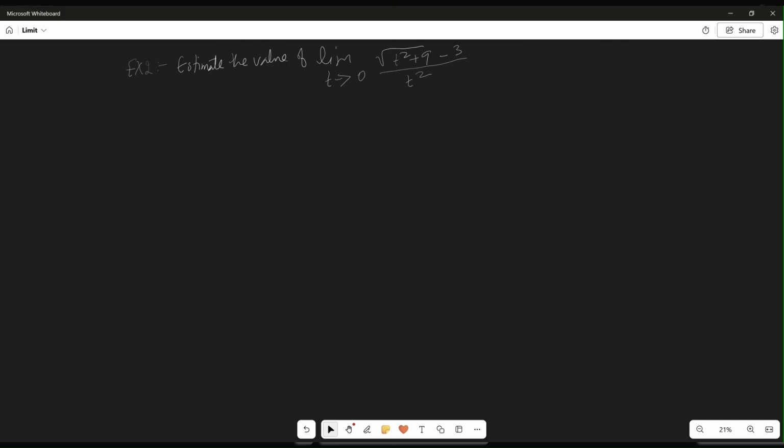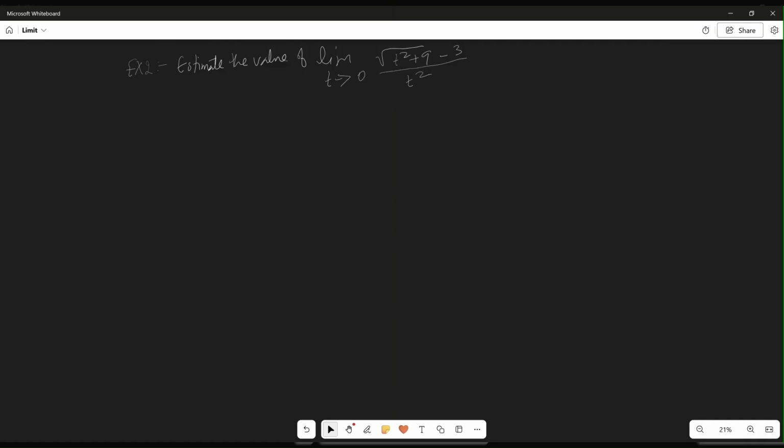Hello everyone. So today we're going to look at this example number two. Find the value of this function as t approaches zero. Okay. So today we're going to try to solve this problem in two different methods.